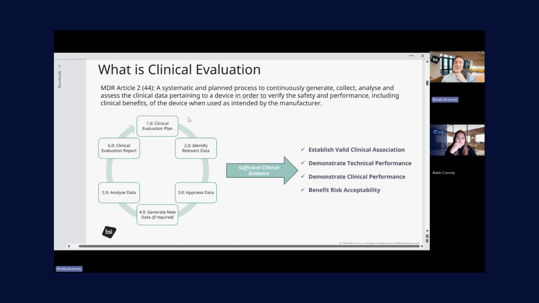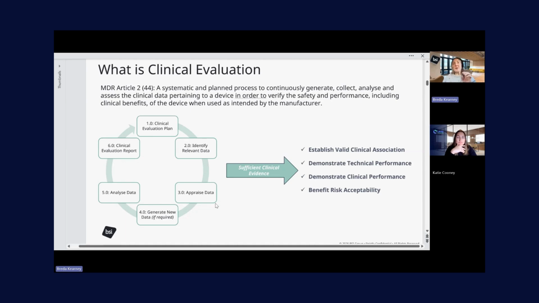So looking at the process of how it actually works. We start off with a clinical evaluation plan. Like everything in quality management systems or science, you always need a good plan. And the plan is going to tell you what data you need to get, how you are going to get it, how you are going to analyze it, and what conclusions you need to draw. Then based on your plan, you go out and identify what data we actually have. You then appraise that data.